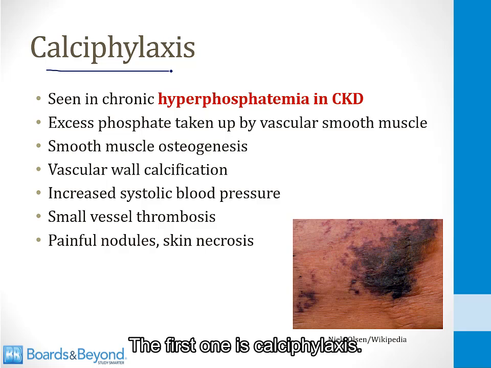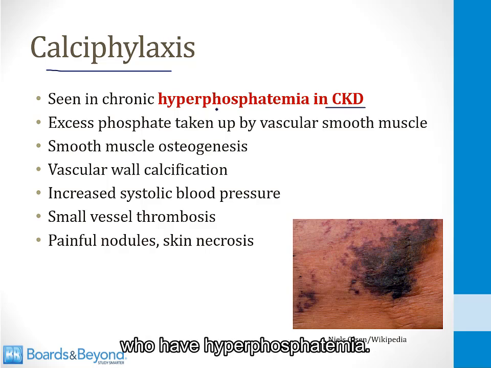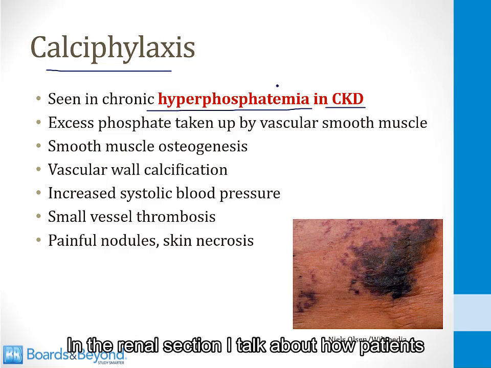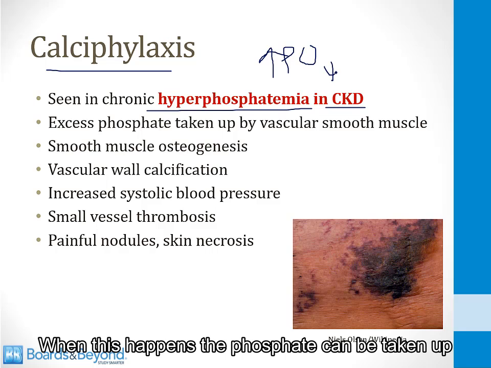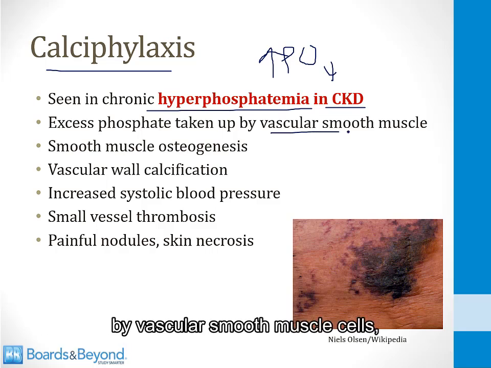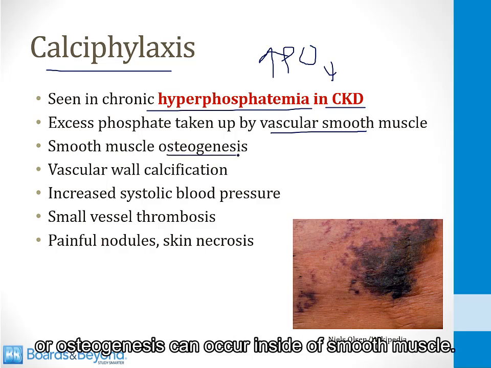The first one is calciphylaxis. This is something that is seen in patients with chronic kidney disease, especially patients on dialysis who have hyperphosphatemia. In the renal section, I talk about how patients with chronic kidney disease often develop an increased level of serum phosphate. When this happens, the phosphate can be taken up by vascular smooth muscle cells, and essentially bone formation or osteogenesis can occur inside of smooth muscle.